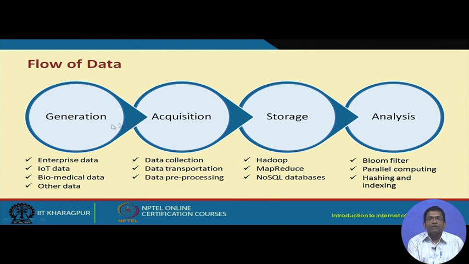In terms of acquisition, after the data generation, data are collected, data can be transported, data are pre-processed, and then data have to be stored. We have different technologies for doing it. We have the Hadoop technology for storage of data, MapReduce, NoSQL databases, and finally they have to be analyzed. For this we have the Bloom filter, parallel computing technologies, hashing mechanisms, indexing mechanisms and so on.